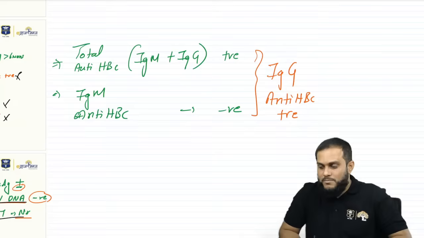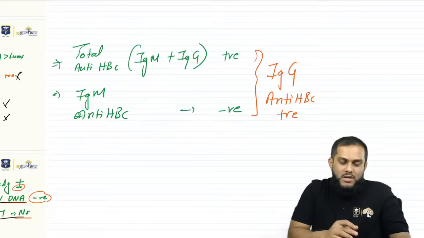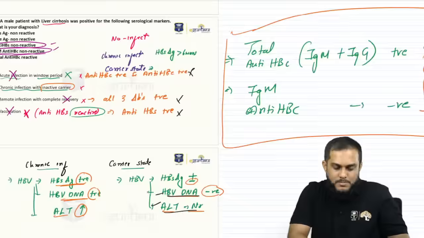Sir, recombinant was given in the question. Even if recombinant was given in the question, what difference is it going to make? I did not understand. You have to tell me. So this is what it means. Total anti-HBC positive, IgM anti-HBC negative, means they're telling IgG anti-HBC positive.